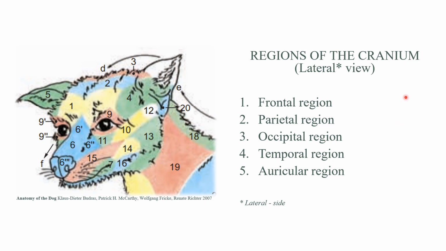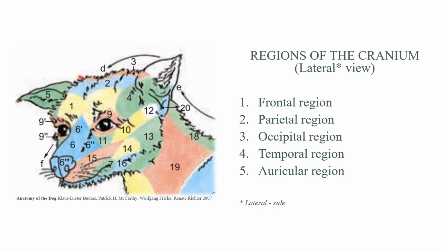Okay, regions of a cranium again, only now it's lateral view, and lateral means side. This is again a Latin term, but just in case you don't know it or don't remember it, it's right here. Okay, so as I already mentioned, the frontal region is above and between the eyes, right here, number 1. Then we have the parietal region, which is number 2, right here. The occipital region, number 3.